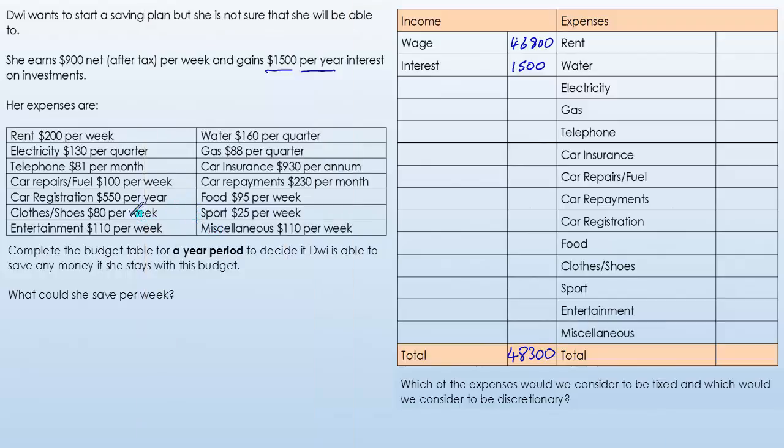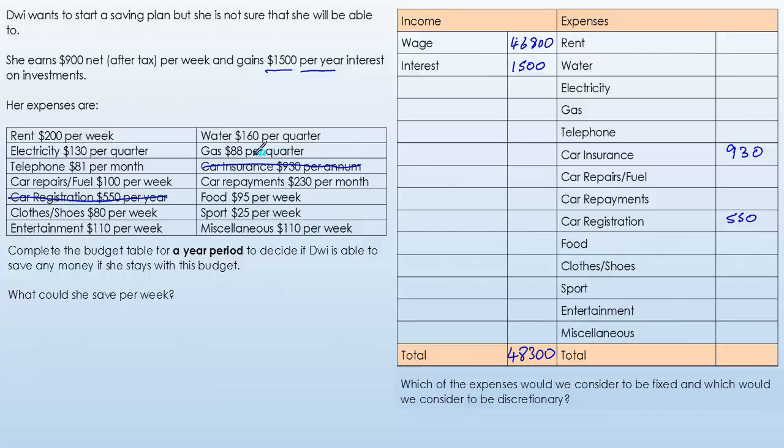Now let's start with the expenses. I'm going to start with those that are per year. So car registration is $550 per year. Per annum means the same thing as per year. So car insurance, $930. And those are all the ones that were per annum.